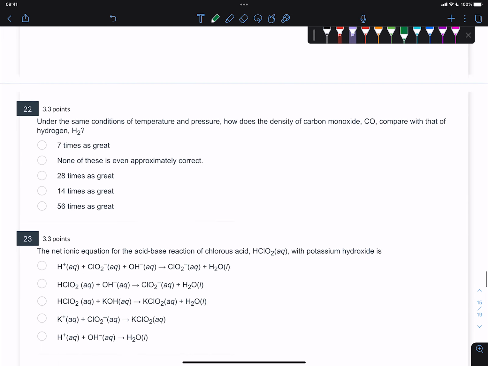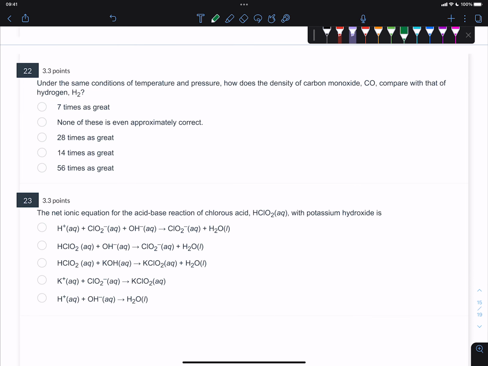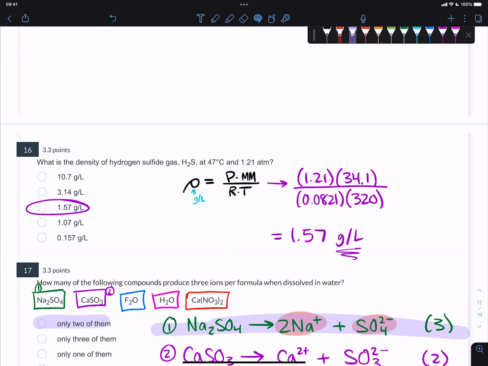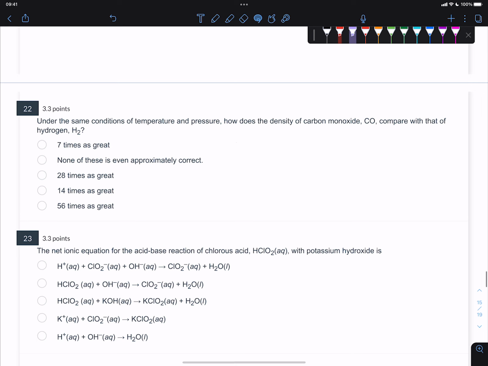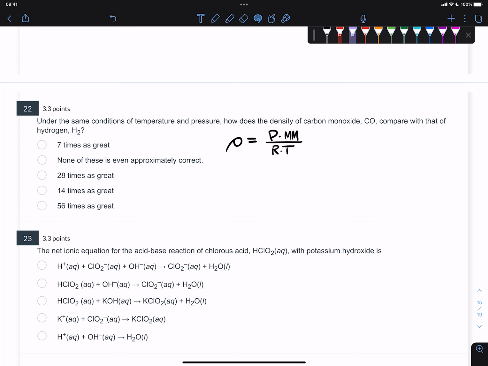And then the last one for this video is going to be, under the same conditions of temperature and pressure, how does the density of carbon monoxide compare to that of hydrogen? So you can use the full density of a gas equation. Up here we derived it to be this thing here, so let's copy and paste. You can use this if you'd like, but we don't know the conditions. It might be STP. Let's actually just assume it's STP.